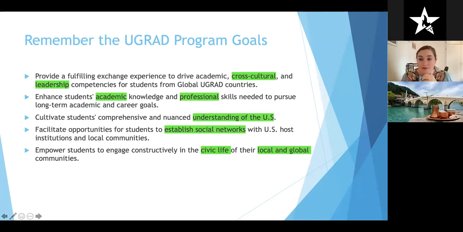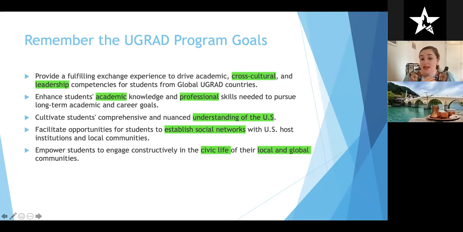So the goals of the Ugrad program are to provide an exchange experience to drive academic and cross-cultural and leadership competencies. I've highlighted some of those most important words there. It's to enhance students' academic knowledge and professional skills for long-term academic and career goals. So it's both academic and professional. It is to cultivate students' comprehensive and nuanced understanding of the United States. So what is it about the United States that you're interested in learning about?